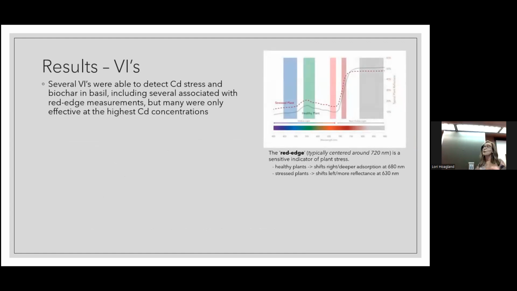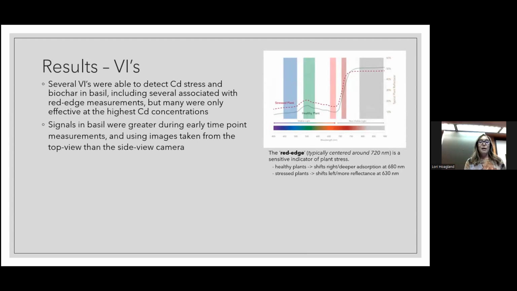So in terms of the vegetative indices, we found a number of different VIs that were able to detect cadmium stress in basil, including many that were associated with this red edge, which is really important with hyperspectral imaging. It's a very sensitive indicator of plant stress. And we also saw that with basil, of course, we saw greater signatures at higher stress levels, but that it was only available, or we saw the most early within the growth of the plant. So the plants need to kind of overcome the stress.